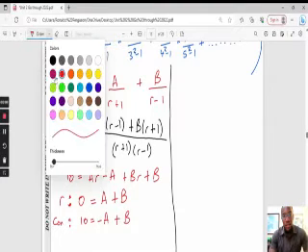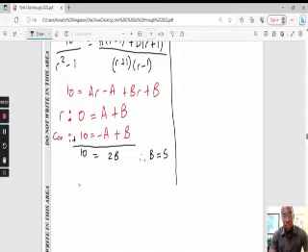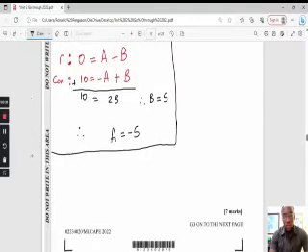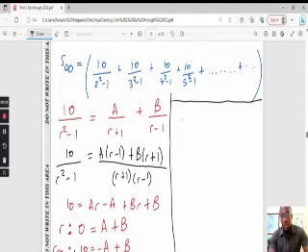So now we can go ahead and just add these two. If we add the two equations, we're getting 10 is equal to 2B, therefore B is equal to 5. And once you get B is equal to 5, A is now negative 5. Now that we get the two fractions, that means now we can do the sum to infinity.